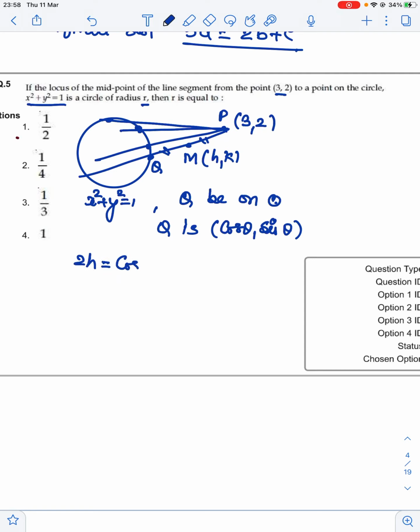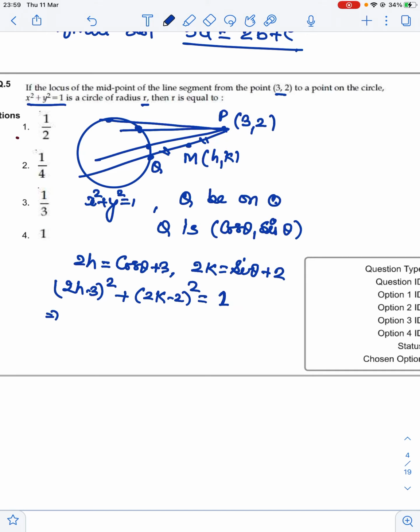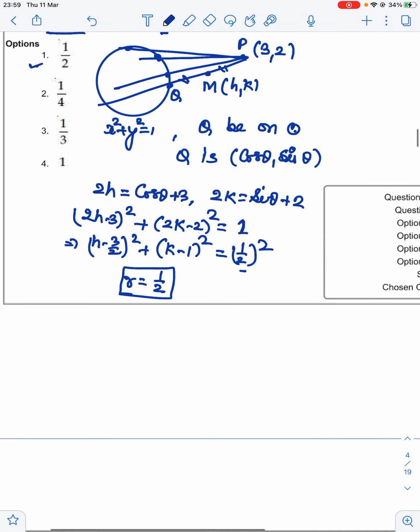And as M is the midpoint of PQ, 2h is equal to cos theta plus 3 and 2k is equal to sin theta plus 2. If I eliminate theta, we will have 2h minus 3 square plus 2k minus 2 square is equal to 1. That will give us h minus 3 by 2 square plus k minus 1 square is equal to 1 by 2 square. So clearly it is a circle with the radius half. Hence our option is the first option.